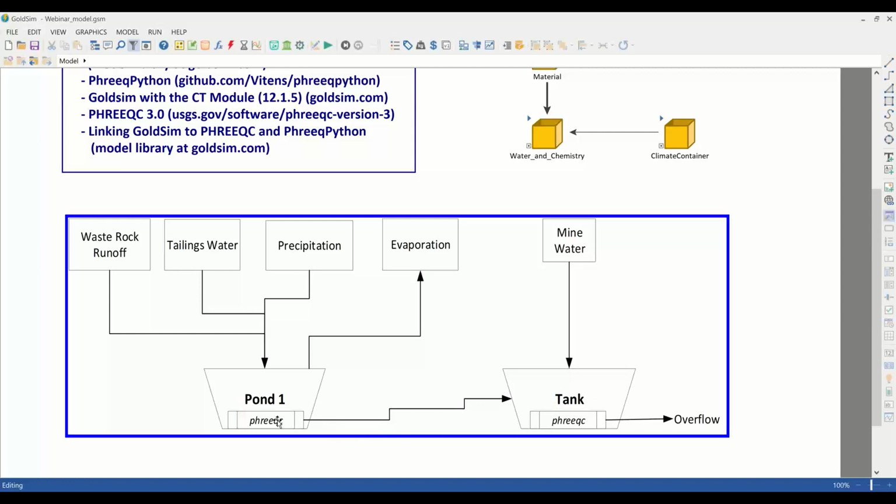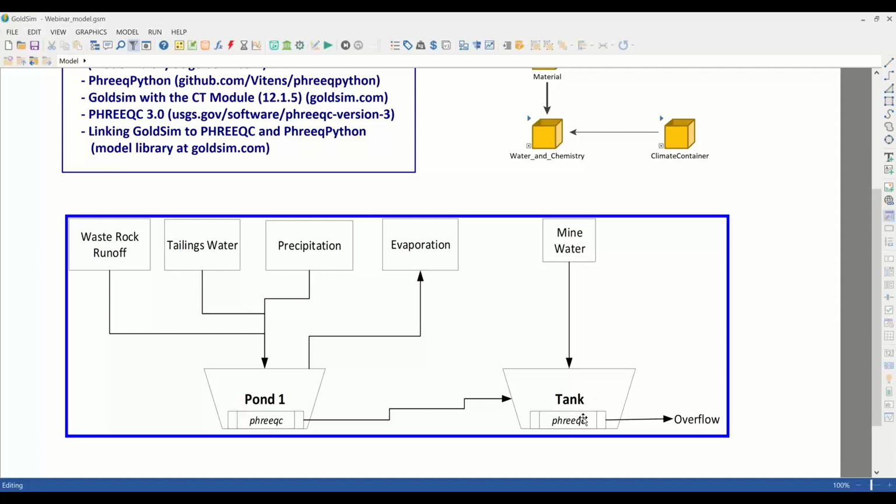But in this example, I'm going to apply Phreeqc in 2 places. One, for the mixture of water that's in the pond. Then I'm going to take that equilibrated chemistry that is pumped to the tank, and I will mix it with the mine water and equilibrate it again with Phreeqc. So I just wanted to show an example that you can use Phreeqc more than once in a model. In fact, you can use it as many times as you want.